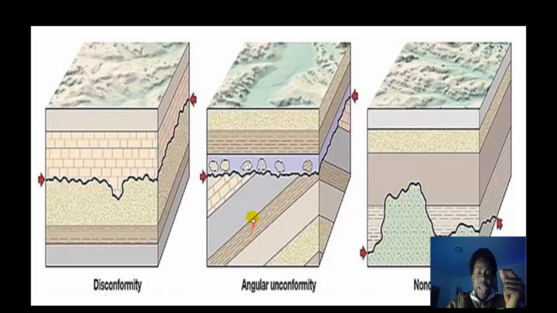Angular unconformity, on the other hand, you can see that it is angled. It's inclined, it is tilted. The layers below the unconformity are tilted, and then the layers above the unconformity are in a horizontal line. That is angular unconformity. And then non-conformity is when everything is taken away, and there's an igneous rock at the bottom, a hard rock at the bottom, and then you have sedimentary rocks being deposited in layers on top of that igneous rock. That's just the difference. I hope it makes sense.